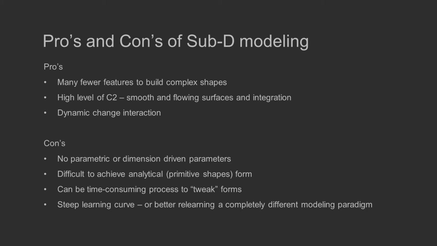The negative of Sub-D modeling is that it's not parametric or dimensionally driven for the most part. There are some exceptions, and I'll point them out in this series of how you can drive Sub-D modeling somewhat parametrically. But what's important to understand is, depending on what Sub-D modeler you're using, they're mostly feature-based. That is, it's a super feature in the tree of a parametric history-based modeler.